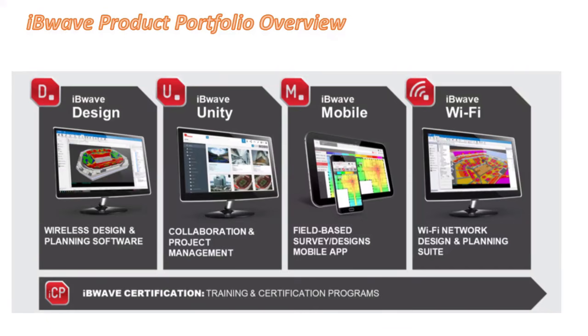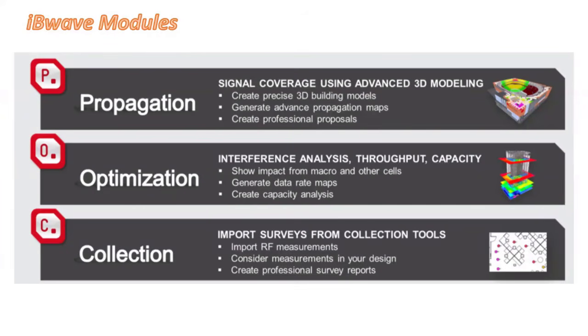In addition to that, they also provide certification. They have various certifications, but the main ones are IBwave level 1, 2, and 3. These are the best certifications available for in-building engineers. If you want to become a great in-building engineer, I highly recommend doing these certifications from IBwave. The modules offered by IBwave include the propagation module, optimization module, and the collection module. In short, this is the best tool for in-building design. I have been using it for many years, and it makes my work so much more efficient and productive.